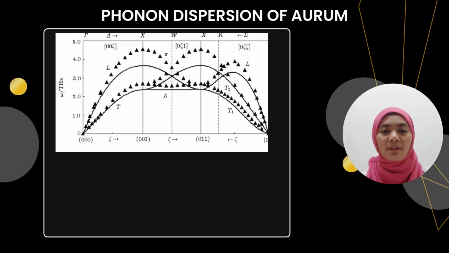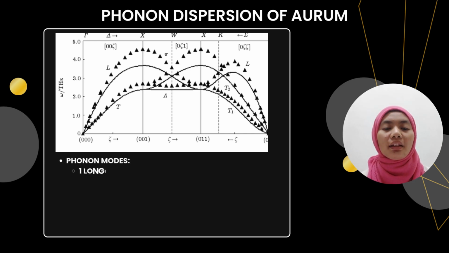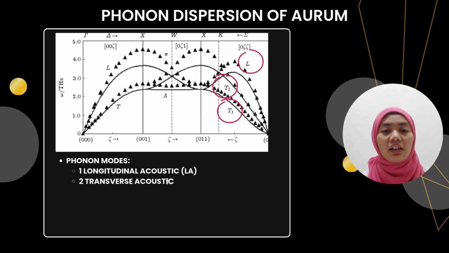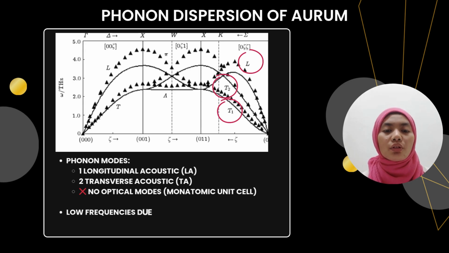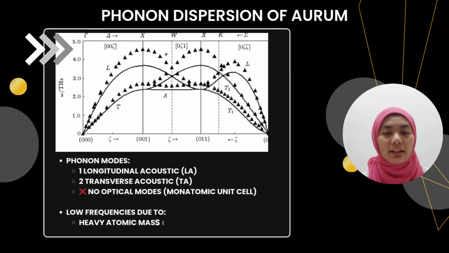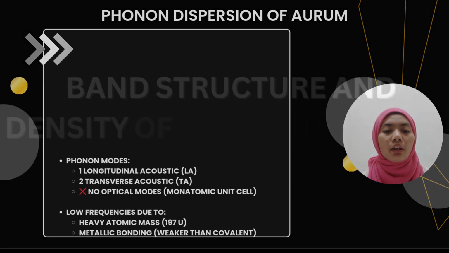The first graph shows the phonon dispersion of gold. Since gold is an FCC structure and is monoatomic, there are only 3 acoustic phonon branches, 1 longitudinal acoustic and 2 transverse acoustic modes due to perpendicular vibration. It has no optical modes because gold has only 1 atom per unit cell. The phonon frequencies are low due to the heavy atomic mass of gold and weak metallic bonding.